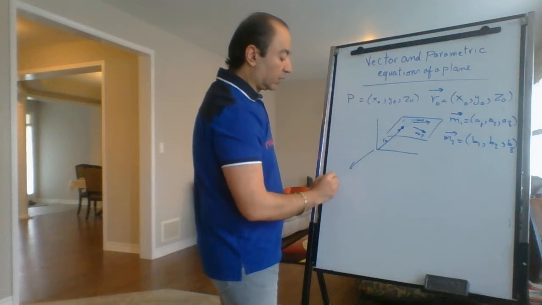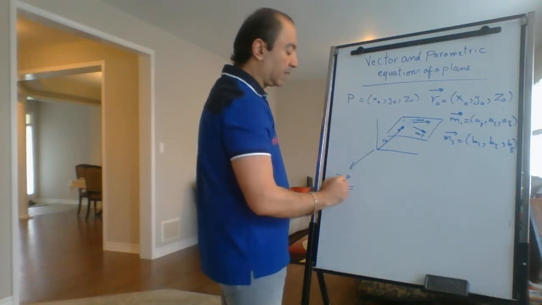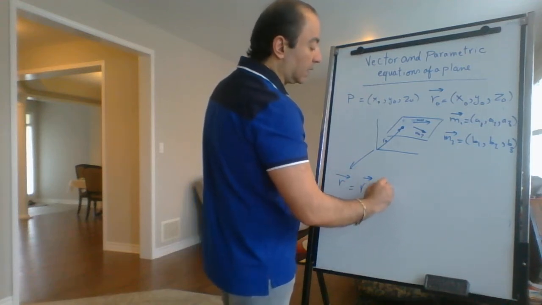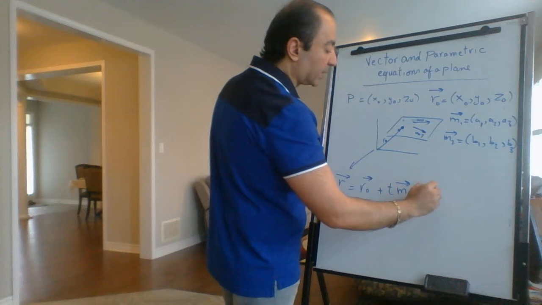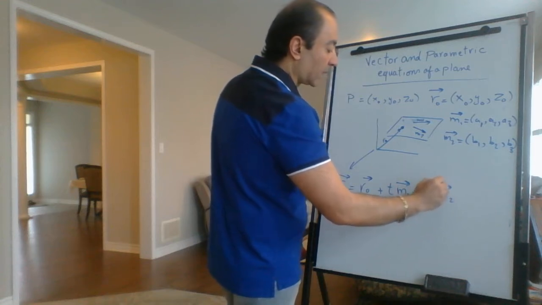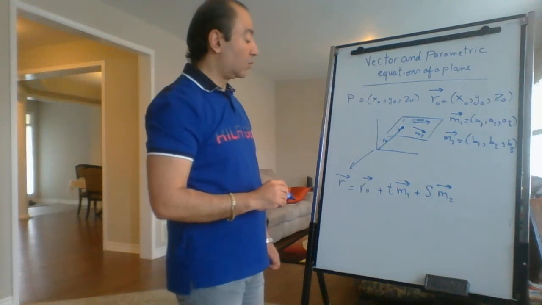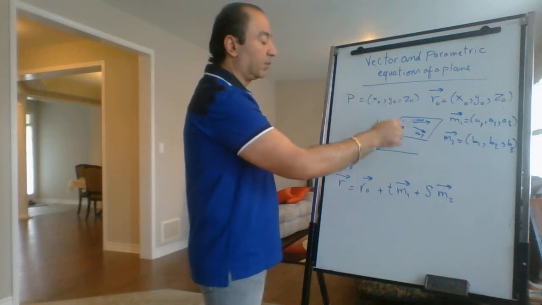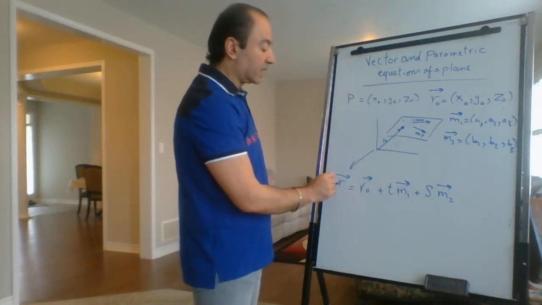To get any point on the plane, this is the factory that has all the points on the plane. We're going to have r sub 0 plus t, a parameter, times direction vector 1, plus s, another parameter, times direction vector 2. This is the factory that has all the points. If I change t and s, I get points on the plane. So this is any point on the plane.